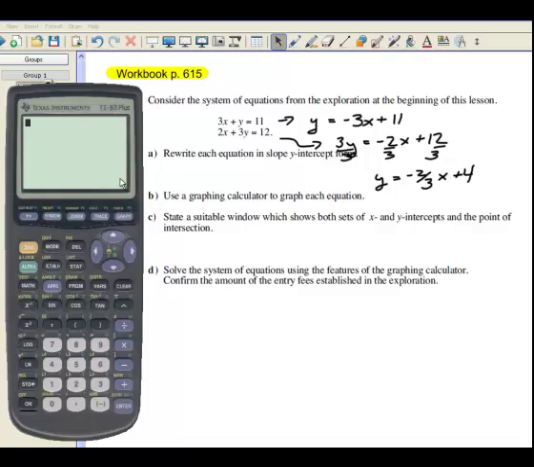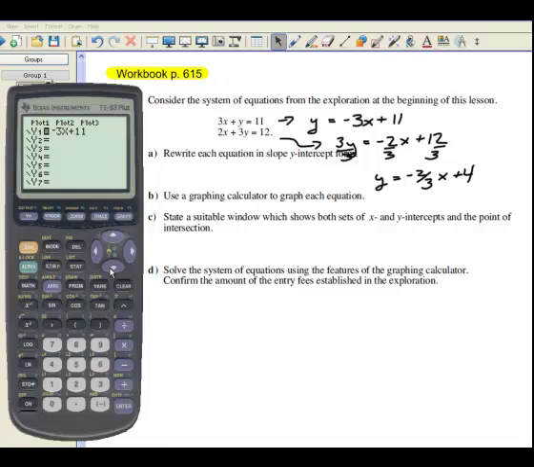So using your graphing calculator, we can enter those equations in the y equals area. Don't forget to make sure your calculator is in function mode. It's the fourth option there. Mine does default to function mode, so I don't have to change this, but it's nice to just check and make sure that's okay. So for my first equation, y equals negative 3x plus 11.